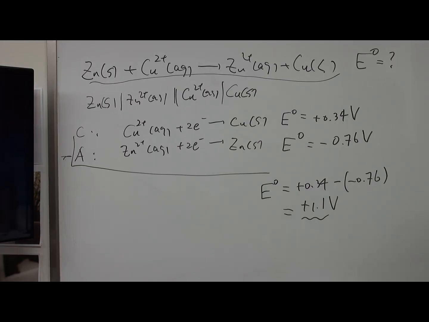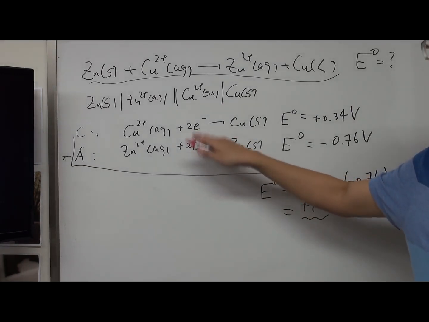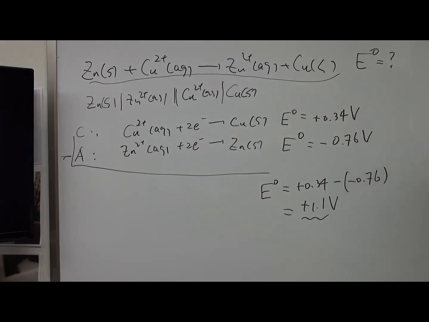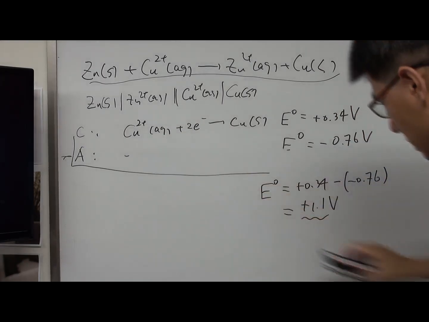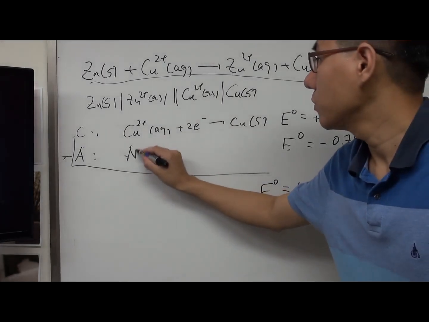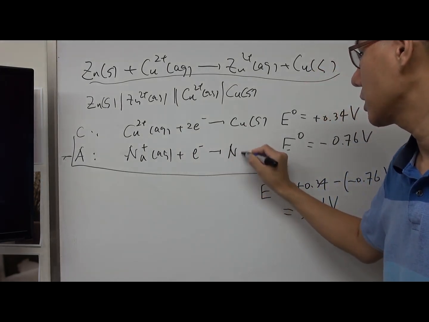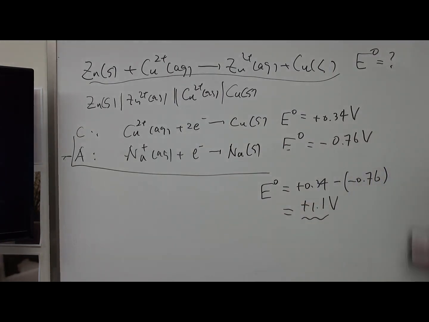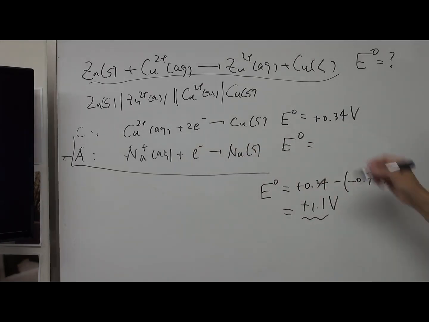Okay. In this example, we didn't really need to worry about the number of electrons, right? Because there were two electrons in both equations. But for example, let's say that we are using sodium instead of zinc. Here in the table, the electrode potential for reduction of sodium ion is minus 2.71 volt.